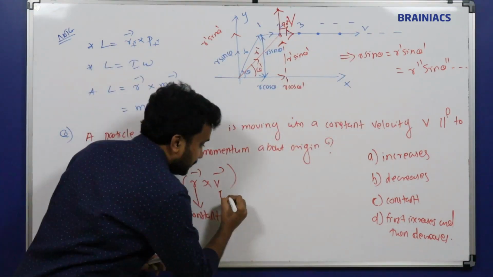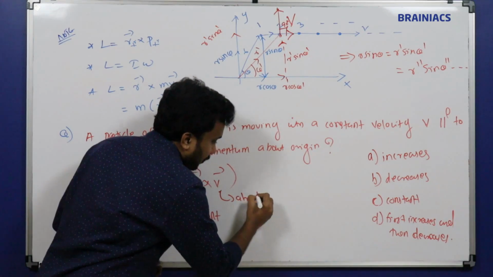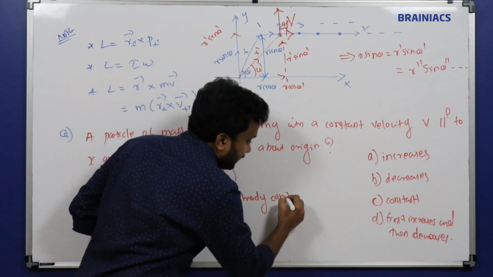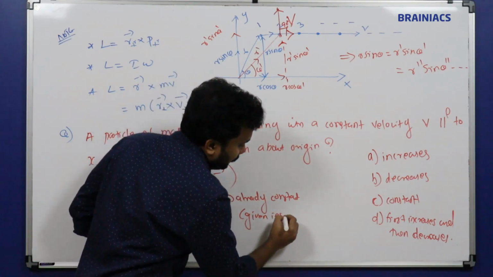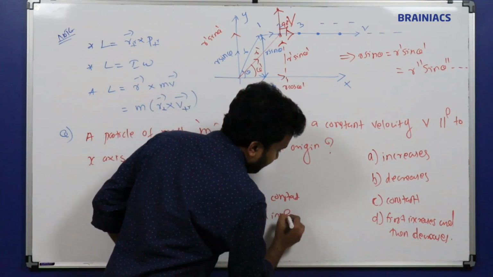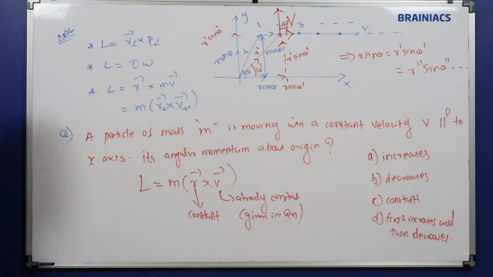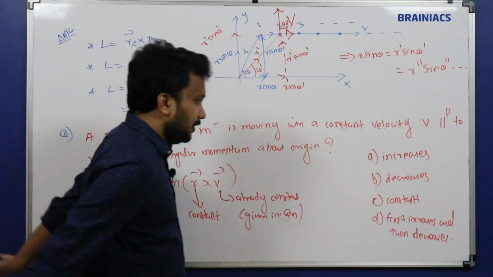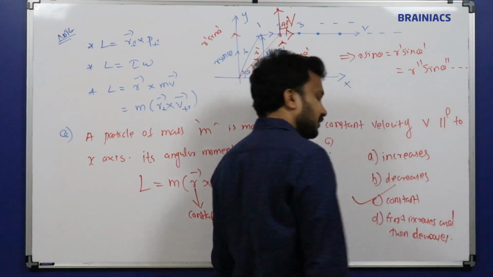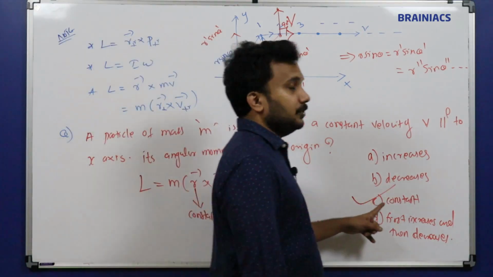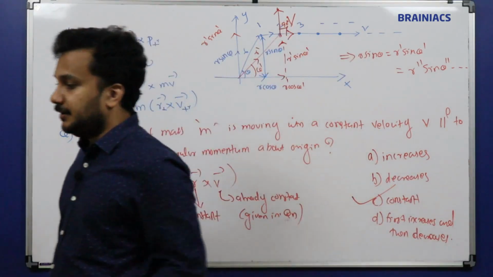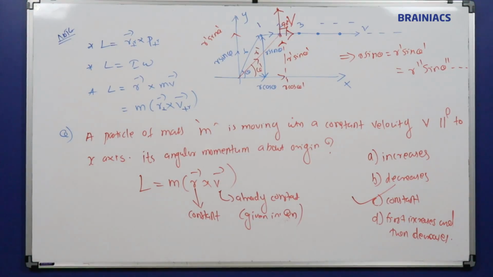Velocity is already constant. Where is it given? It is given in the question. If it is given in the question, m is constant, r is constant, v is constant, so my answer is also constant. So the angular momentum will retain a constant value. Important.